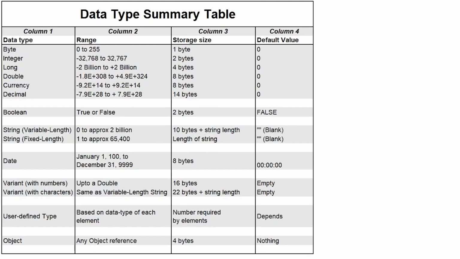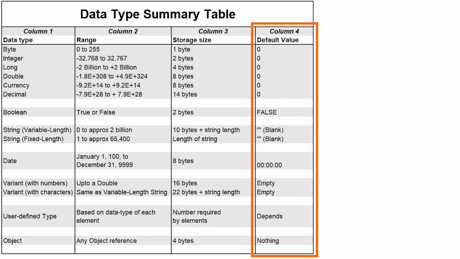This table shows the common data types available in VBA. We have introduced data types over the previous 3 lessons on variables, constants, and object variables. So let's just do a high-level recap. Column 1 shows the name of the data type. Column 2 shows the range, which is the minimum and maximum value that we can store within the data type. Column 3 shows the size consumed in memory. And column 4 shows the default value for a variable that is declared with a specific data type.